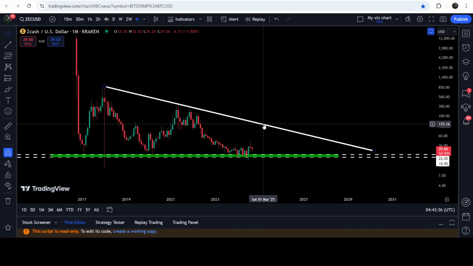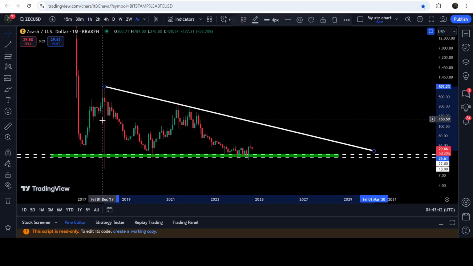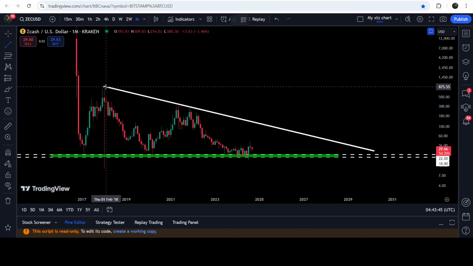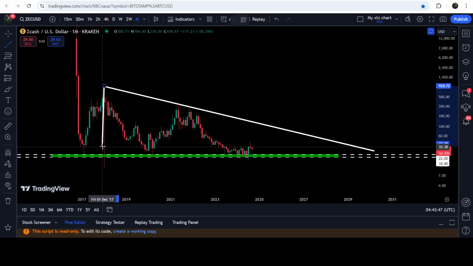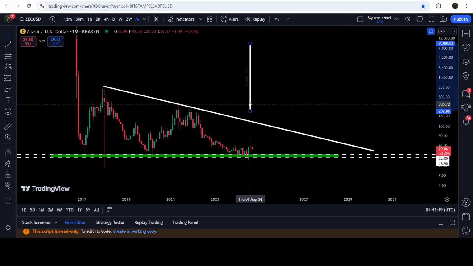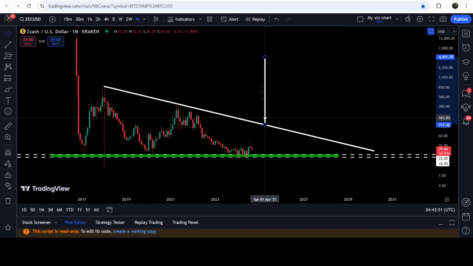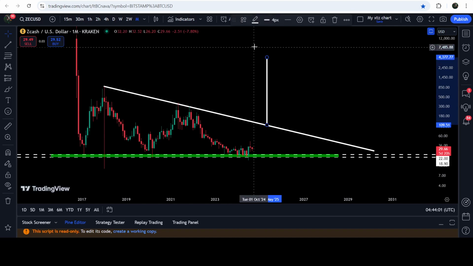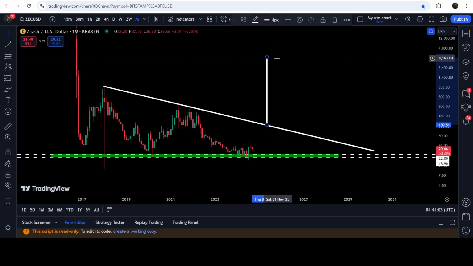This time the resistance of the triangle will be approximately at $115. And if the price then breaks out this resistance of this huge descending triangle, then the technical target for the breakout will be here. By the way, it depends on where it will break out from. For example, if it breaks out from here, then the target can be somewhere between $4,800 to $5,000, and I'm expecting that from here it can hit somewhere between $4,300 to $4,500.